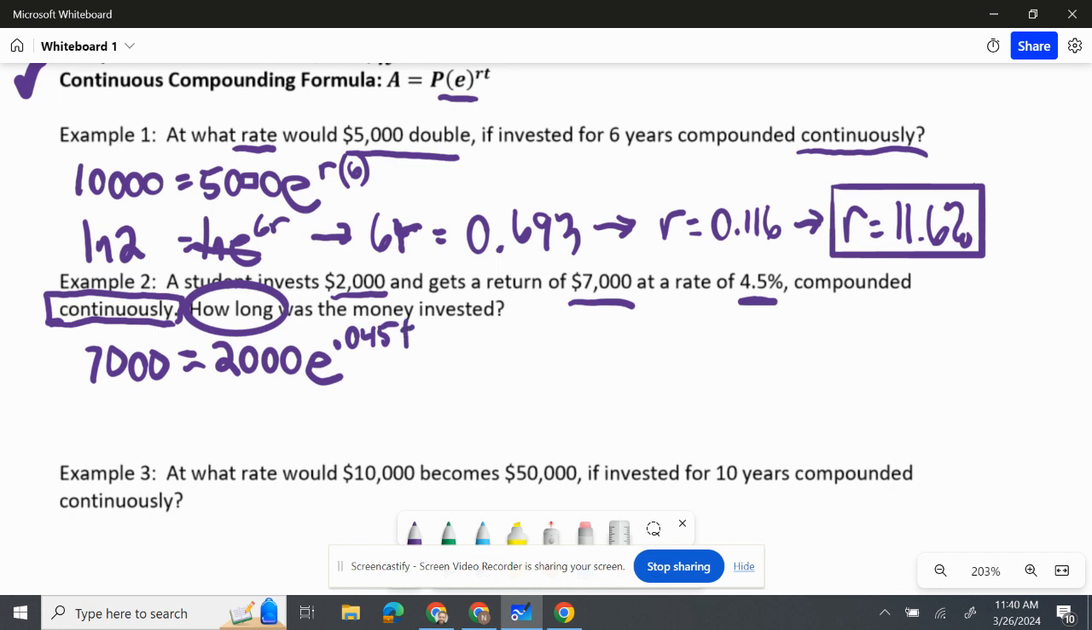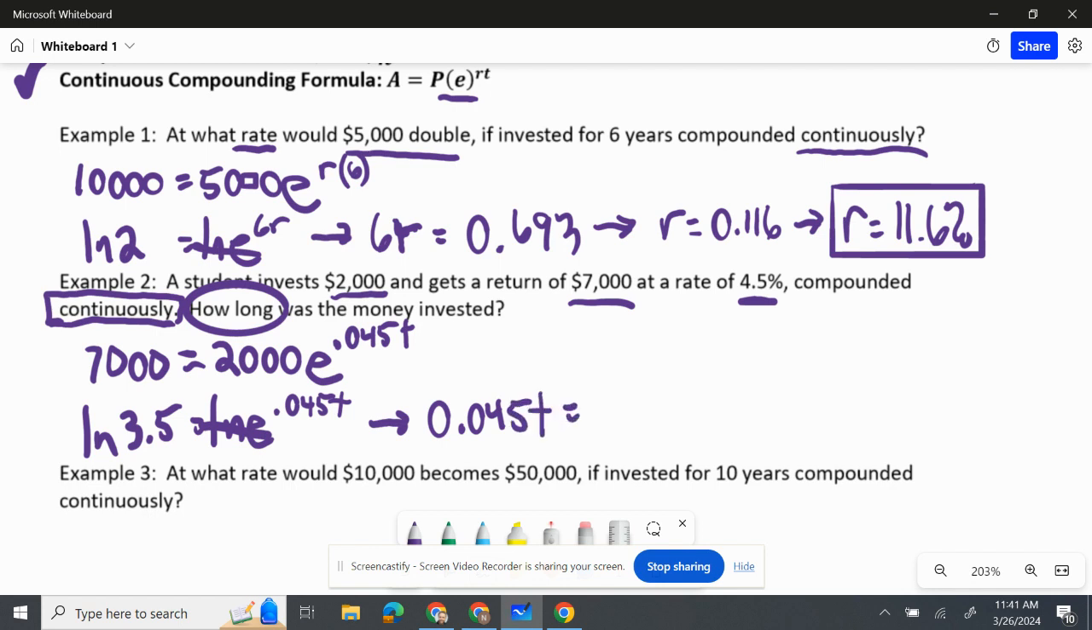We're going to divide it by 2,000, so that gives us 3.5. We need to get rid of the e, and so what we're going to do is find the natural log on both sides. That means it cancels. And what we have is 0.045t is equal to natural log of 3.5, which is 1.253. We're going to divide it by 0.045, and that right there gives us t is equal to 27.8 years.